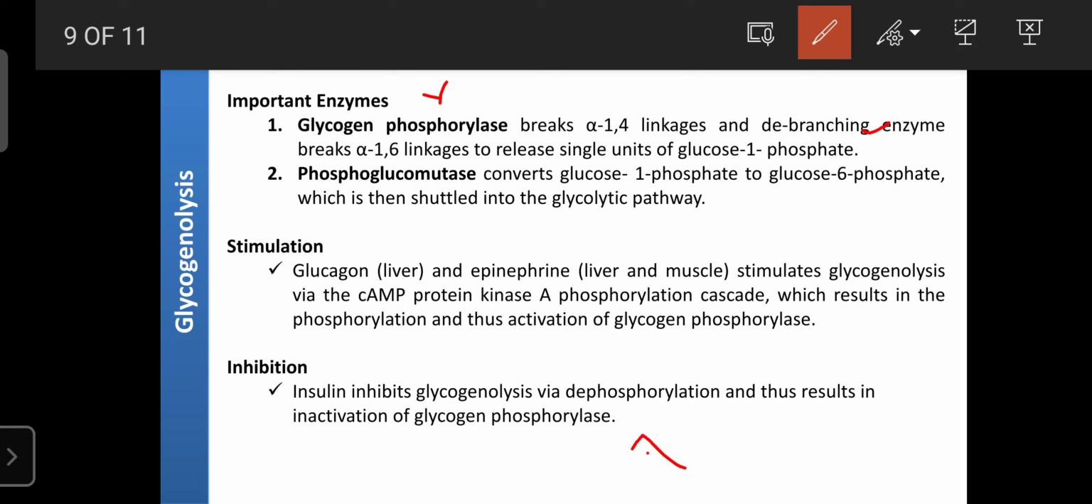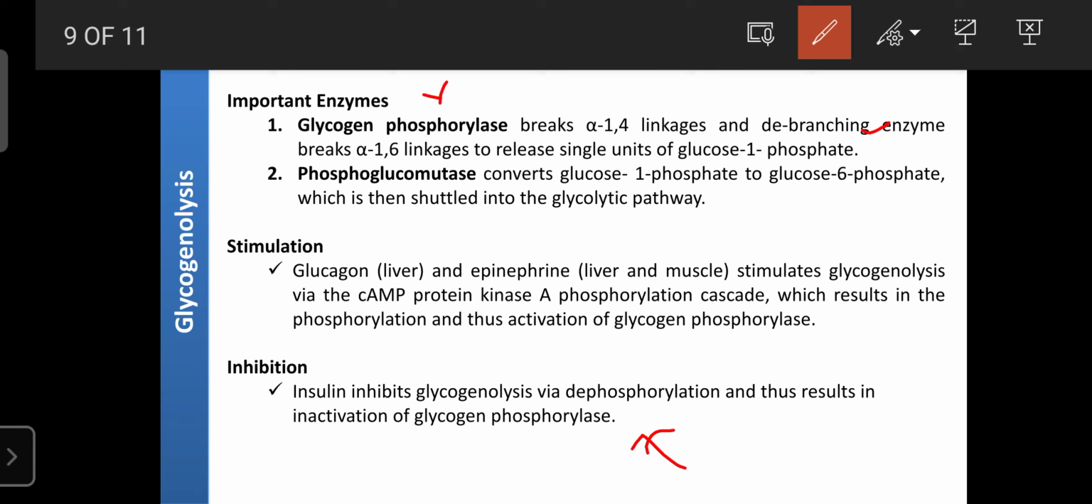Next, the inhibitors of glycogenolysis, like insulin, completely inhibit glycogenolysis by inactivating the enzyme glycogen phosphorylase. That's why insulin is commonly used for the treatment of type 1 diabetes mellitus, or insulin dependent diabetes mellitus. If there are any abnormalities, then we suffer from uncontrolled sugar levels, hypoglycemia or hyperglycemia.